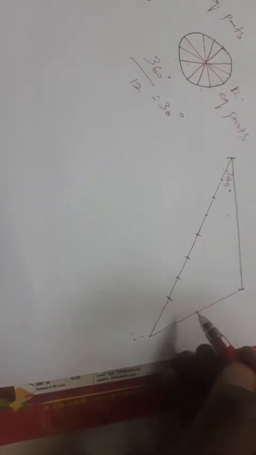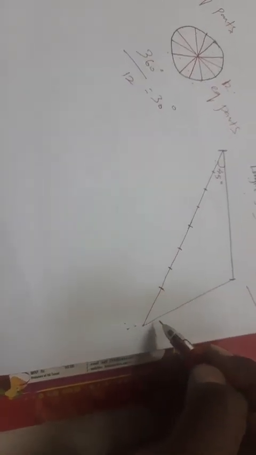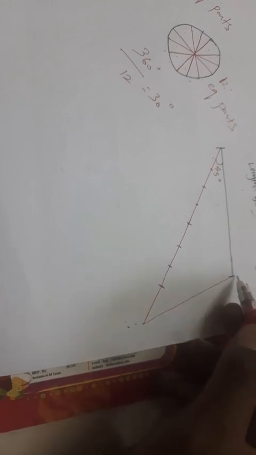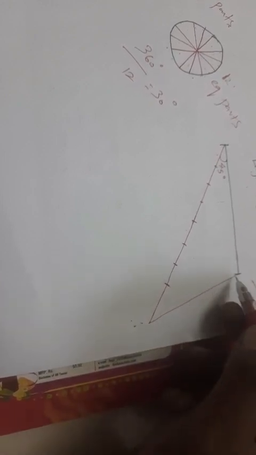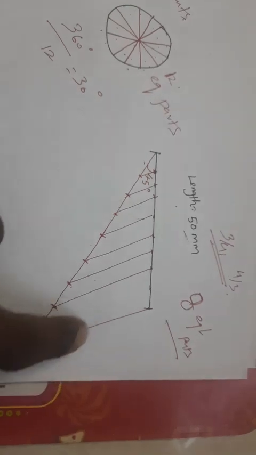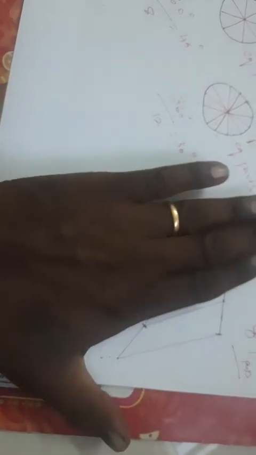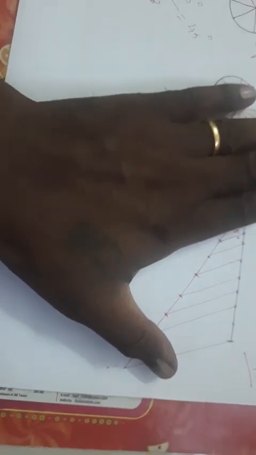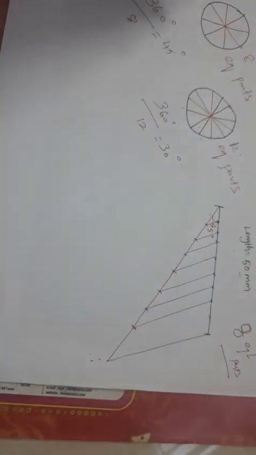Now I am going to draw lines parallel to these lines. The line is parallel to this line from this point, this point, this point. I am going to draw parallel lines to this line, and connect those points using a French curve drafter. Now this line will be split into 8 equal parts.